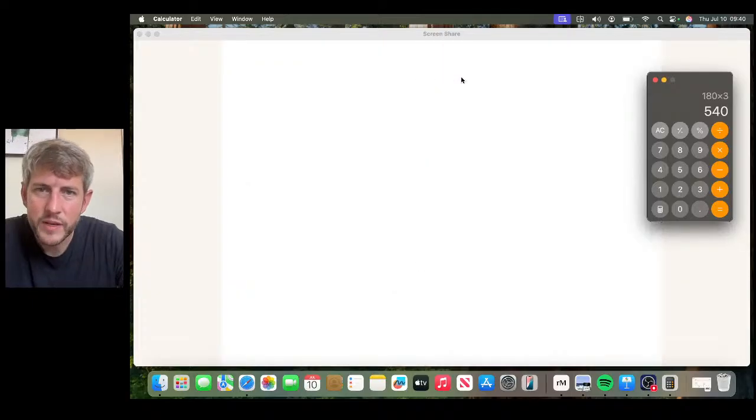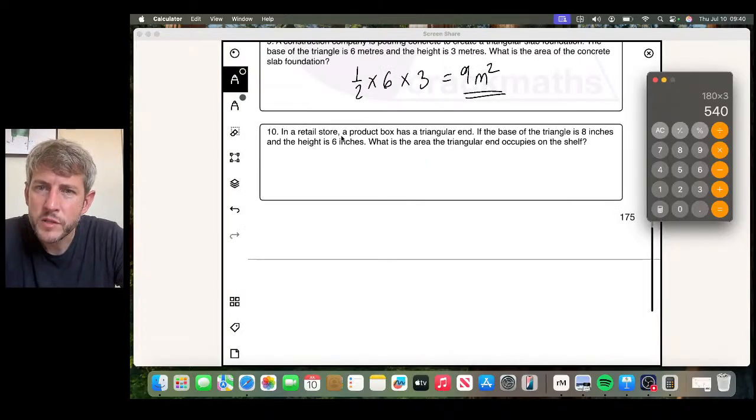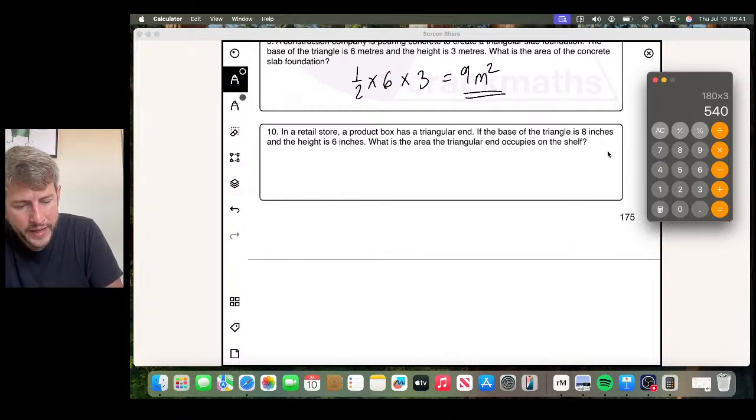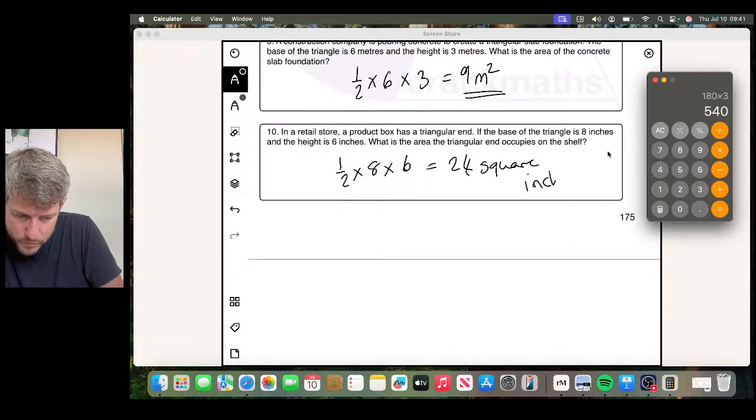Okay, lastly, question 10. In a retail store, a product box has a triangular end. If the base of the triangle is 8 inches and the height is 6 inches, what is the area the triangular end occupies on the shelf? Okay, so pick out the information. Base 8, height 6. So again, we've got a half times the base, which is 8, times the height, which is 6. A half of 8 is 4. 4 times 6 is 24 square inches.